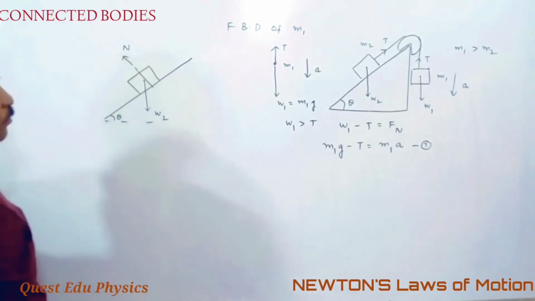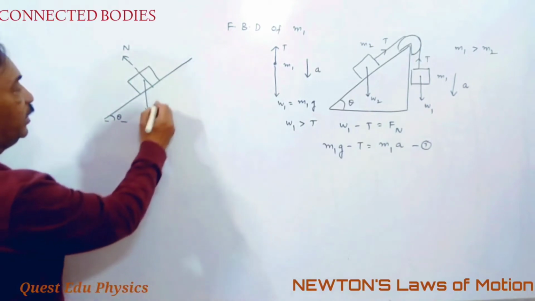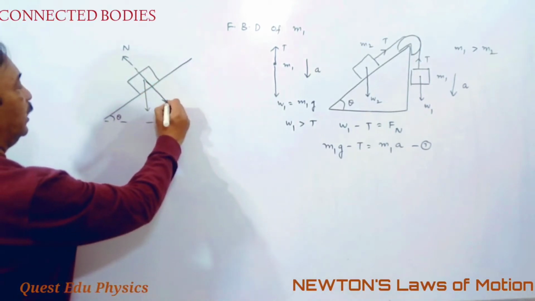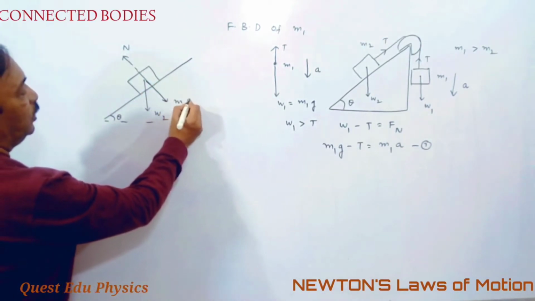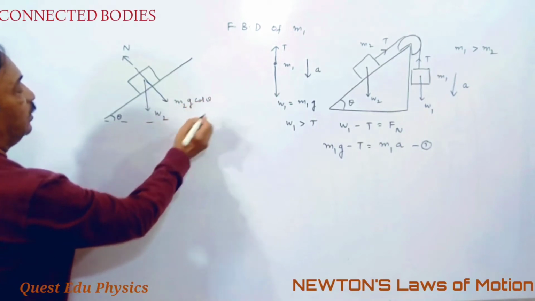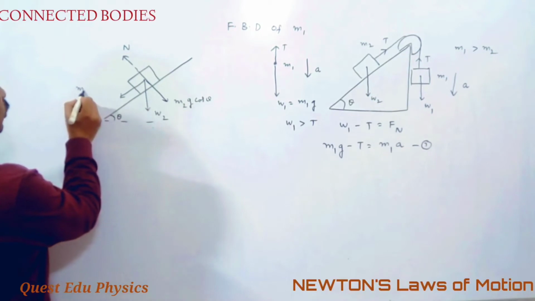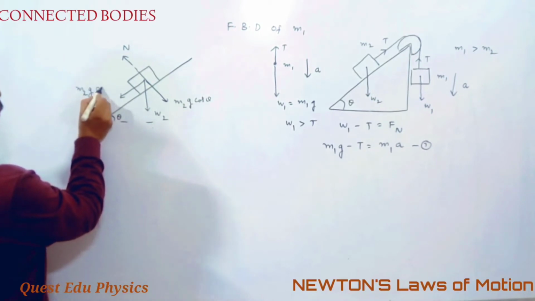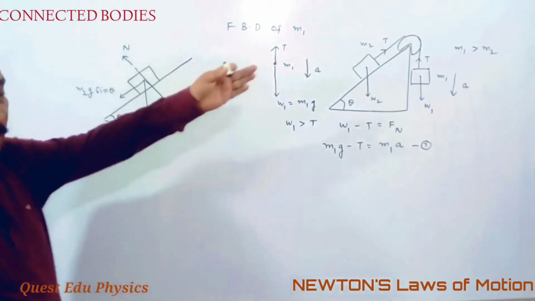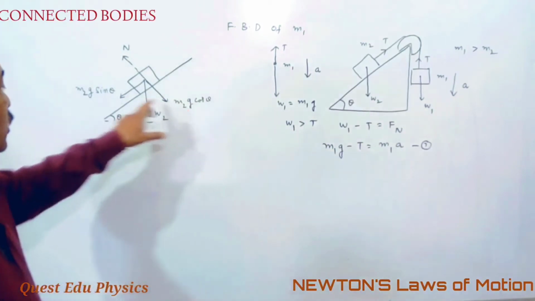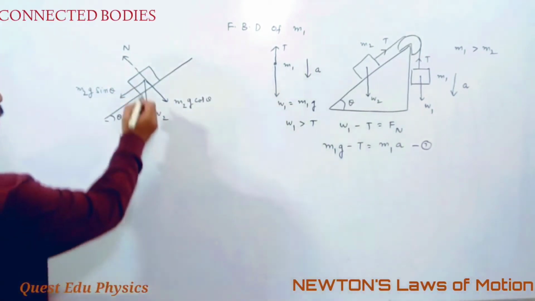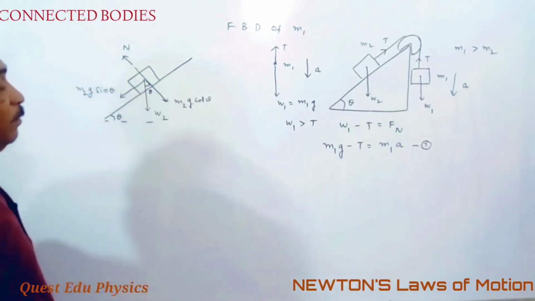Okay, students, here we are resolving the weight into components. It is M2G cos theta and it is M2G sin theta. Here we did before. You know how to resolve the vectors into components. It is the theta.